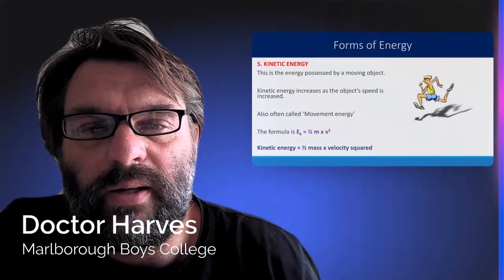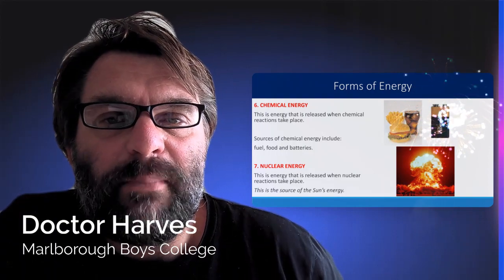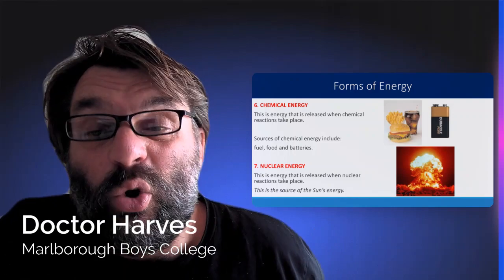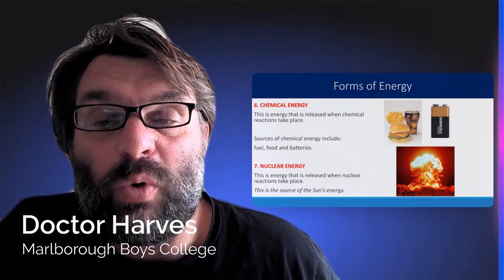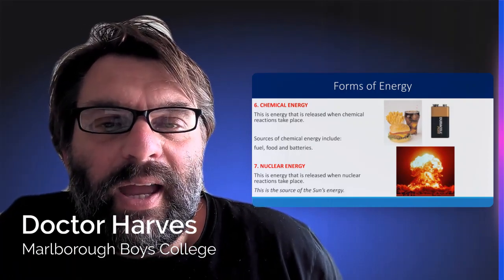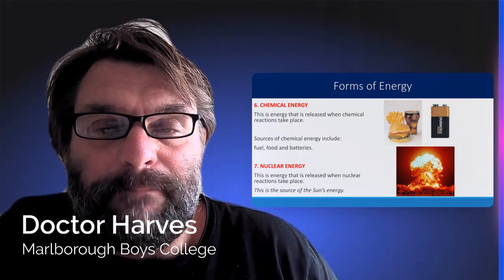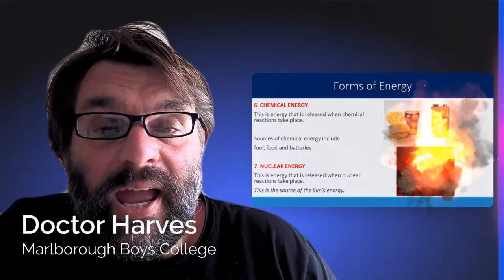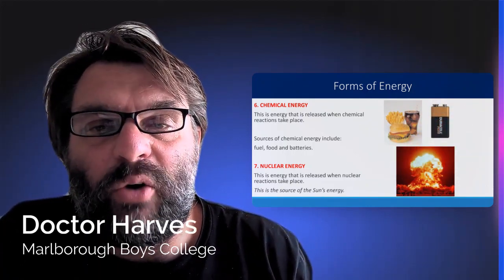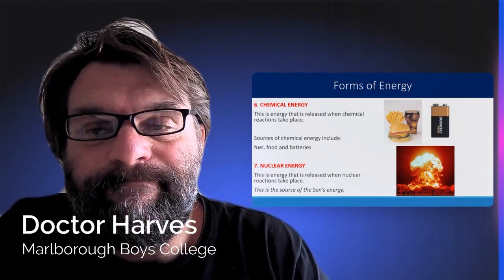Then we have chemical energy, and that's the energy which happens to be stored when chemical reactions take place. So for example, inside a battery, or even the food you eat, that's chemical energy as well. That's why we eat food, to get energy so we can do things and do work. And sources of energy can include the fuel, batteries, and food, as just previously mentioned. And we also have nuclear energy, and that's the energy released when nuclear explosions occur or when it's more controlled in nuclear power reactors. And this is actually the source of the sun's energy, nuclear fusion.